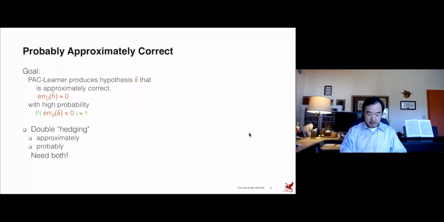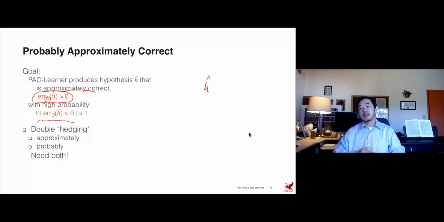Basically, it says that the PAC learner aims to produce a hypothesis h hat. Hat means that it's empirically estimated from the sample, which is approximately correct. What does approximately correct mean? It means that the error of such an h on the true data distribution is close to 0. And not only approximately correct, but also achieving this high mark with a high probability.